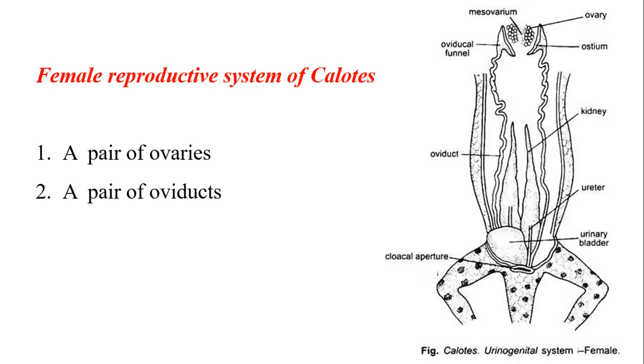In the oviduct, the eggs are stored for a short time before laying, and the eggs are enveloped by a calcareous shell, as the lining of the oviduct contains secretory cells. So when the egg is laid out of the body, it is covered by a calcareous shell. So this is all regarding the urinogenital system of Calotes.